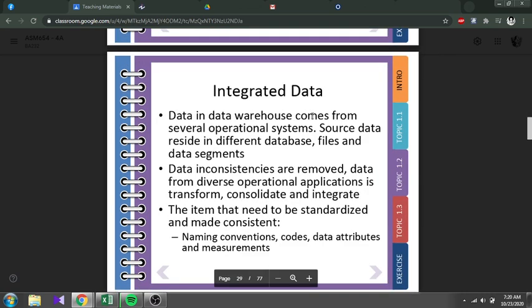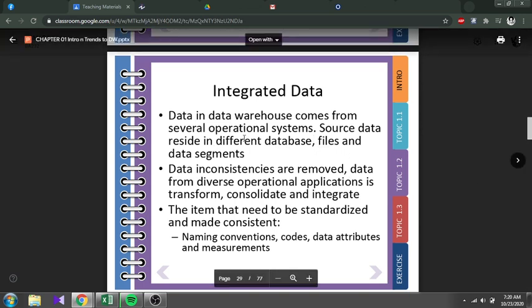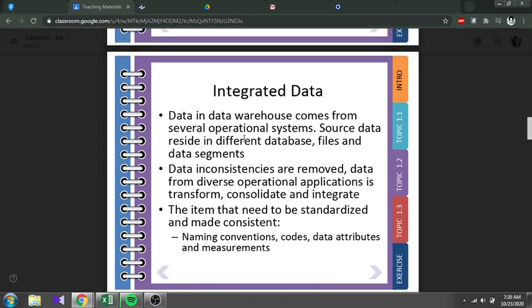Alright. Integrated data. Maksudnya data in the data warehouse come from several operational systems. So the sources of data reside in different databases, files and data segments. So everything from the operational systems can be stored in our data warehouse. So data inconsistencies are removed and data from diverse operational applications is transformed, consolidated and integrated. Okay, maksudnya dia akan clean up the data, make sure all this information is the same, up to date.